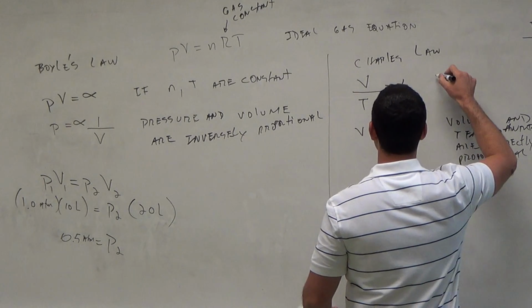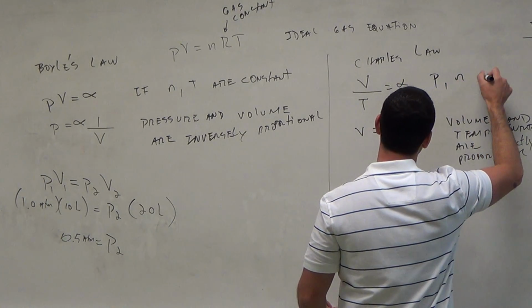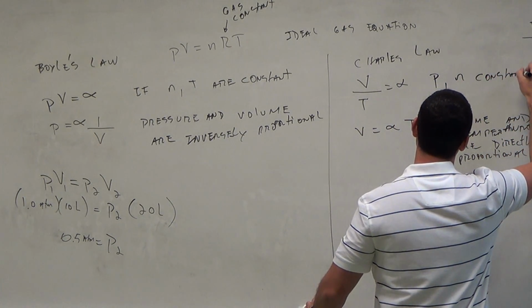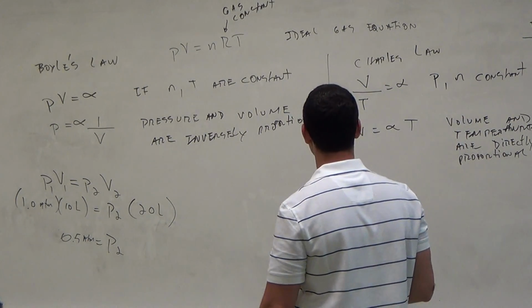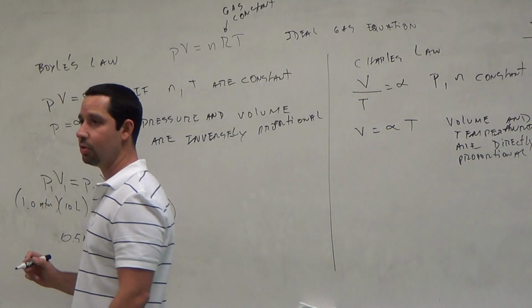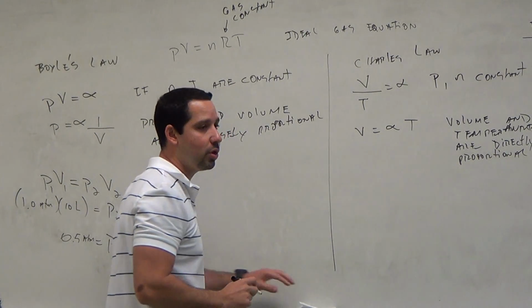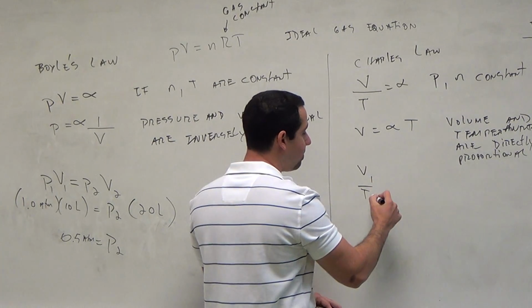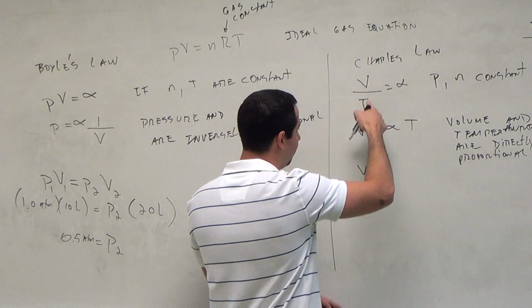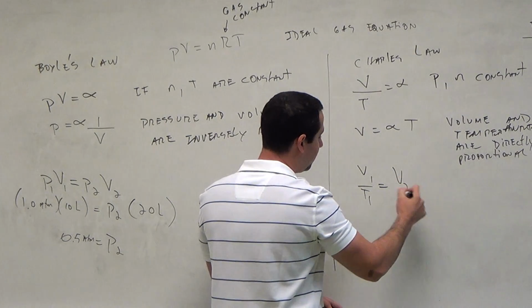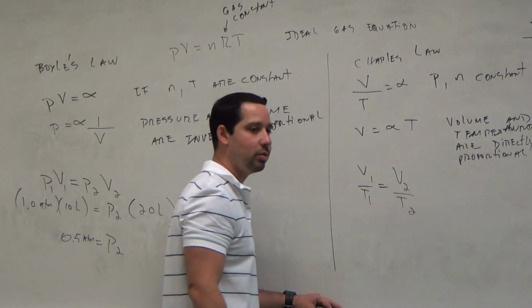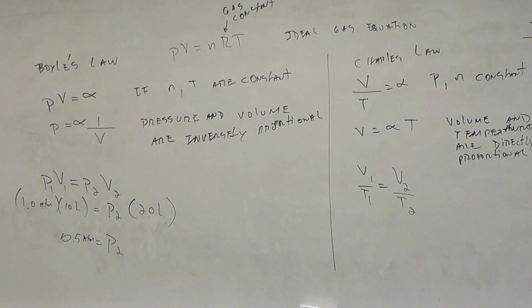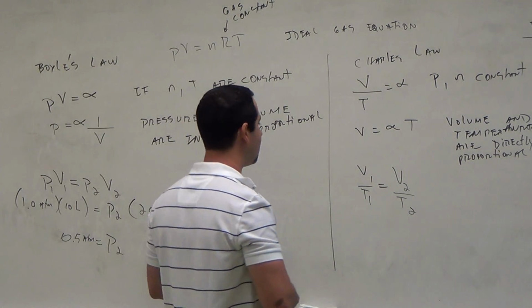This only works if the pressure and what stays constant? The number of moles. Only if the number of moles is constant. How does this look if I want to use the 1 and the 2? V1 divided by T1 is equal to V2 divided by T2. And we will see when we put the numbers what's going to happen. This is still part of Charles' law.